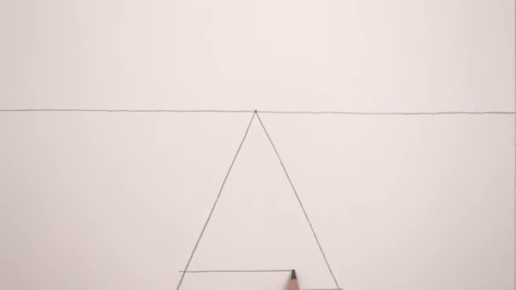To make this into a railway track, draw a series of horizontal lines that get closer together as they go towards the vanishing point.